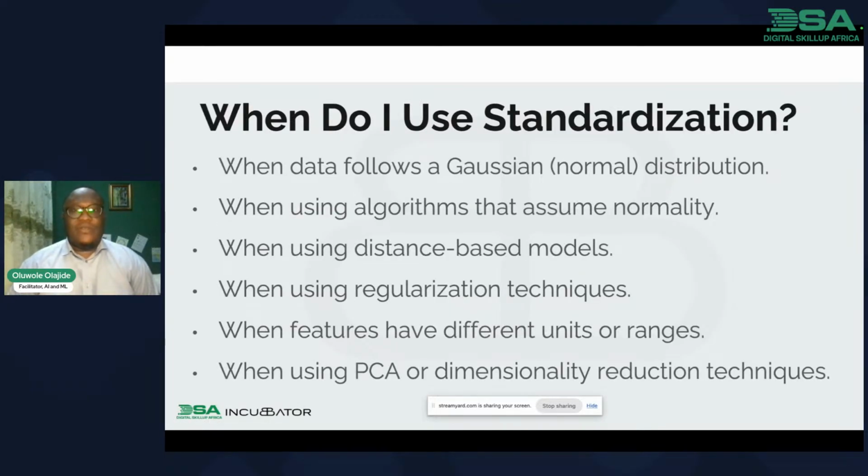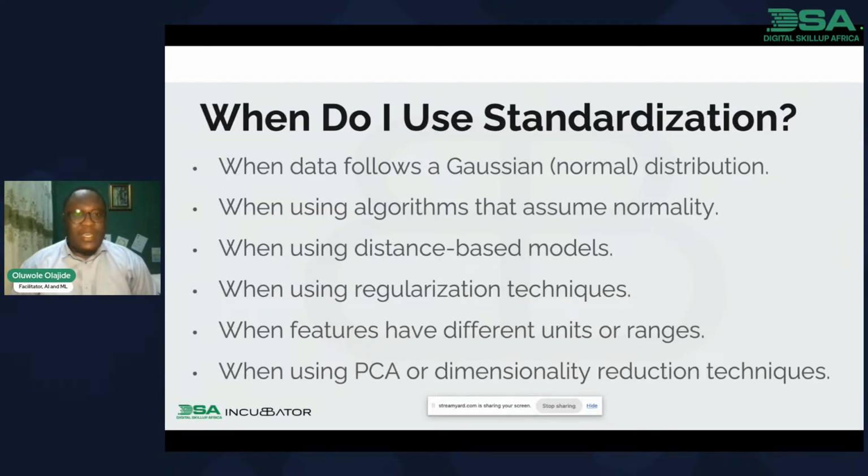When do I use standardization? You can see the first one. When you are talking about normalization, I said when your data does not follow a Gaussian distribution, you use normalization. But when you're using standardization, your data is following a Gaussian distribution, or you are using an algorithm that assumes normality, or you are talking about distance-based models, or when you are using regularization techniques.